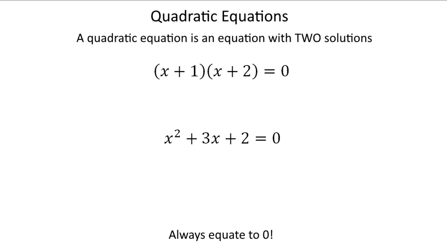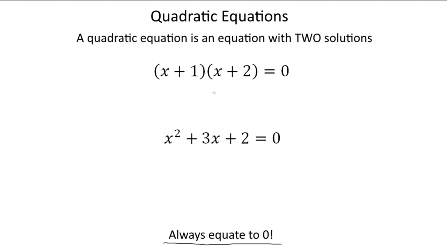Okay, so we said a quadratic equation is an equation with 2 solutions, and so we can see they follow these kind of formats here. These 2 are usually the more common ones you'd find for foundation. So it's either in a factorized form like this, where it's equal to 0, or you have just the polynomial form, which is equal to 0. Now I said down here that you always equate it to 0 when you're doing equations.